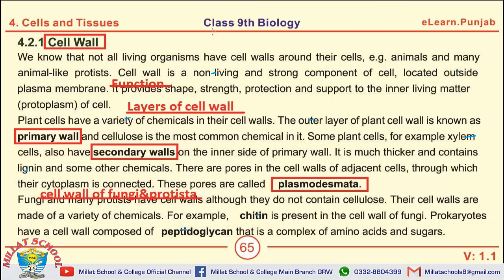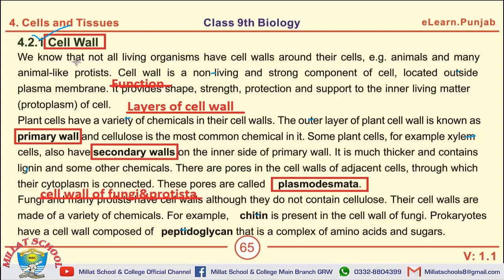We have been discussing different categories of questions from chapter number 4, cells and tissues. Today we are going to start our new topic, and that is about the cell wall. That question can be selected as a long question in the examination, and there are different short questions and MCQs as well in this topic.